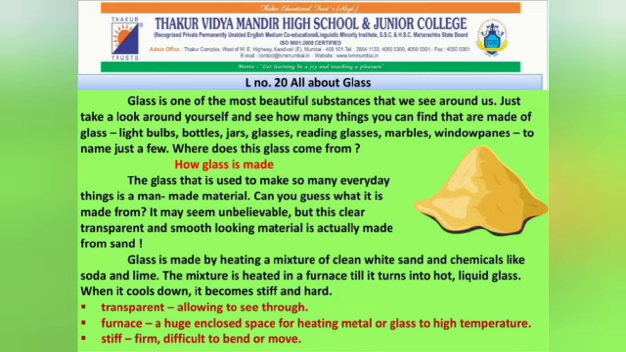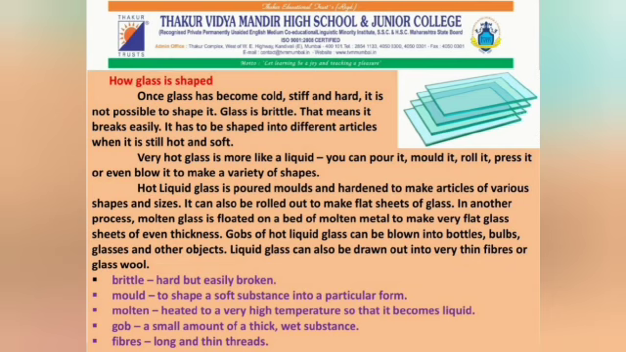The mixture is heated in a furnace. Furnace means a huge enclosed space for heating metal or glass to high temperature. Once it gets enough heat, it melts and turns into hot liquid glass. And when it cools down, it becomes stiff and hard. Stiff means firm, which is difficult to bend. Let's read the next paragraph.